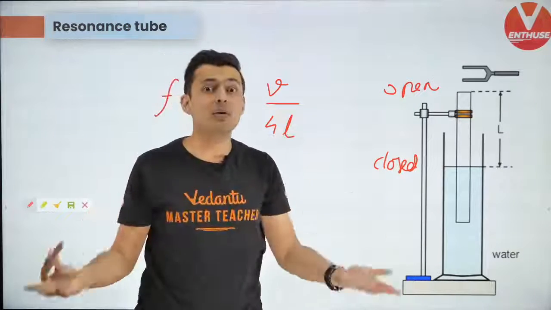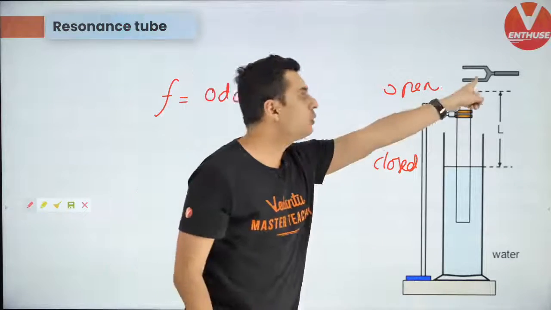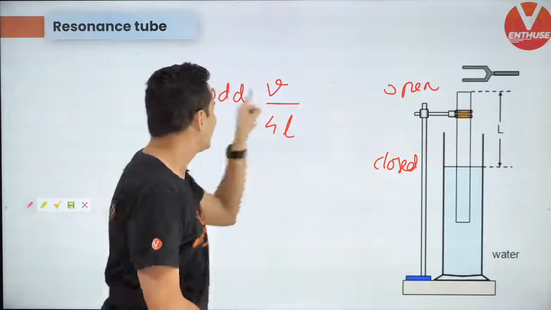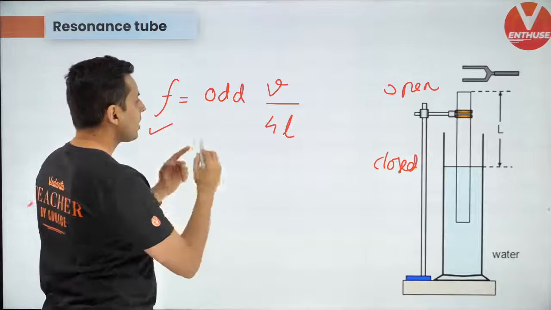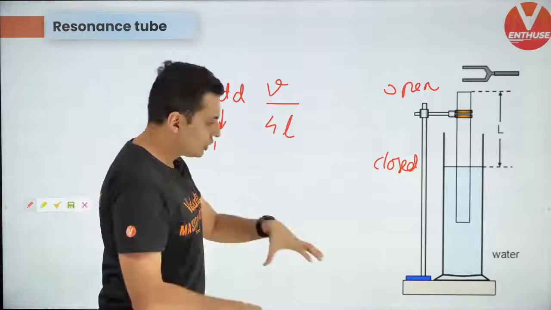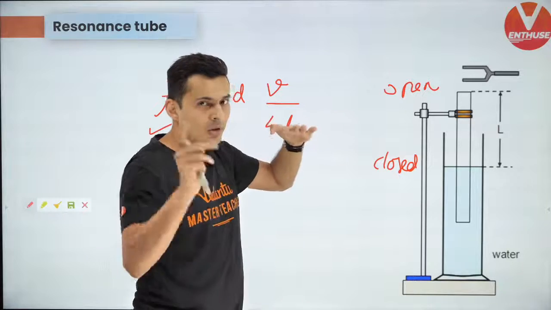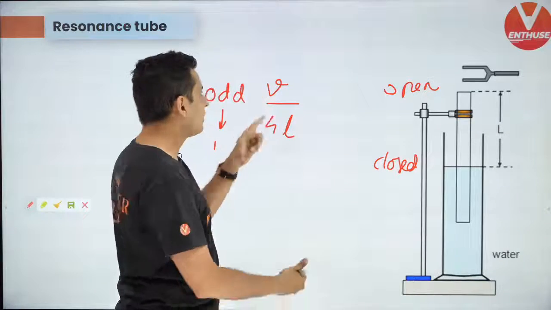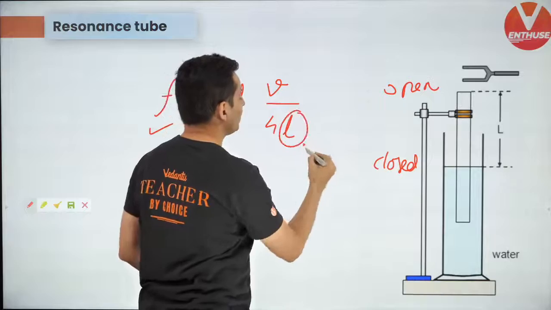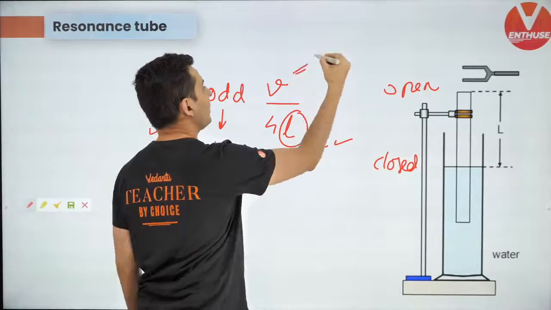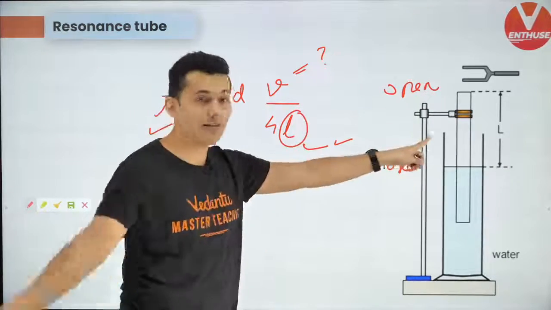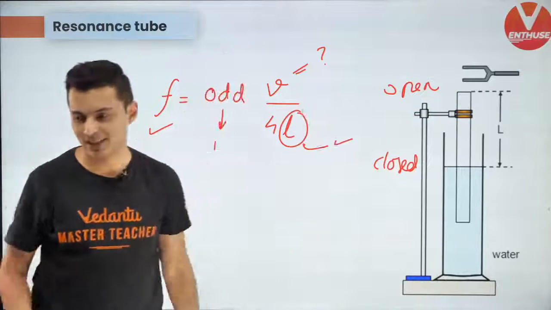Now what is this setup used for? This time you know the frequency of the fork. F is known. Odd number is 1 because you keep moving the pipe up till you first hear that sound. So this is the first harmonic you get. V is not known. L is known. Only thing unknown is V. So you can find the speed of sound using this setup.